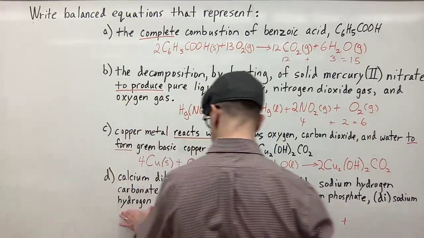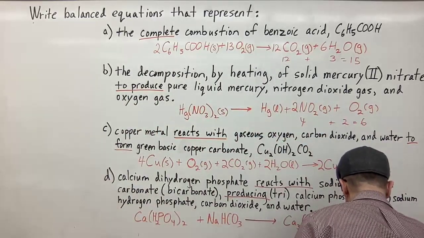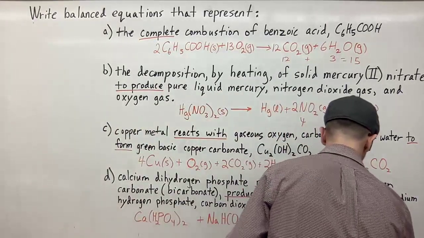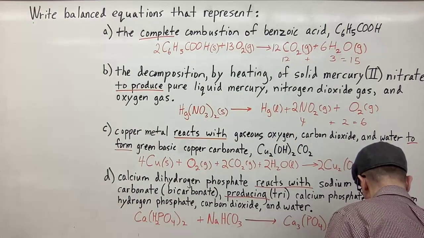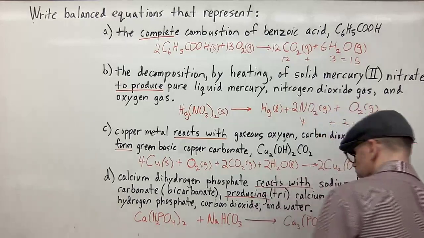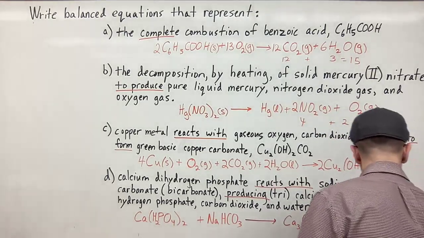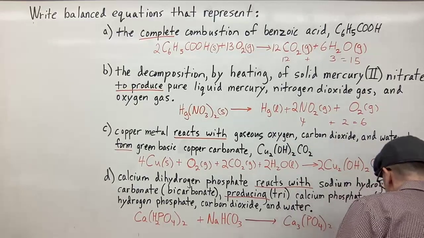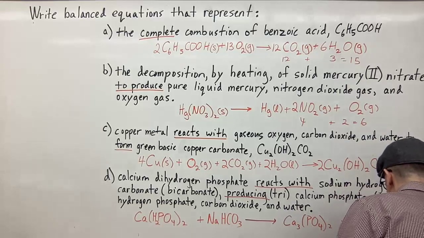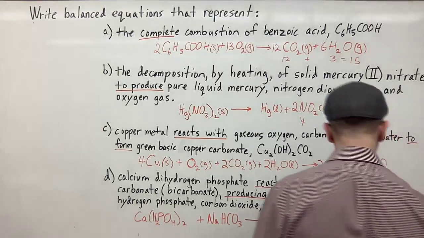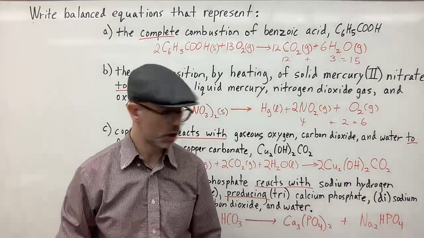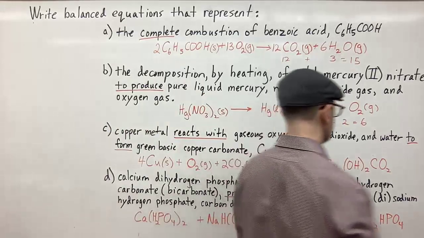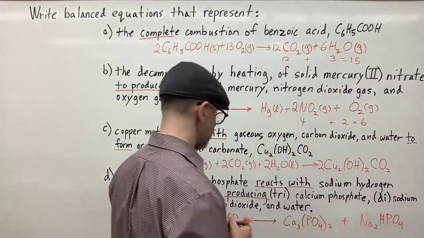and then sodium hydrogen phosphate, that's going to be, excuse me, sodium phosphate or sodium hydrogen phosphate. Hydrogen phosphate is going to be HPO4. So Na2HPO4. And then we have, where's the other one? Carbon dioxide and water. So carbon dioxide and water.